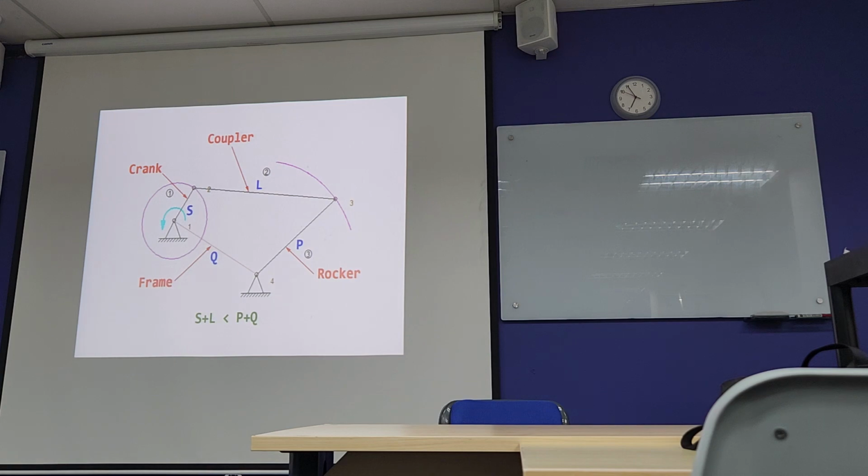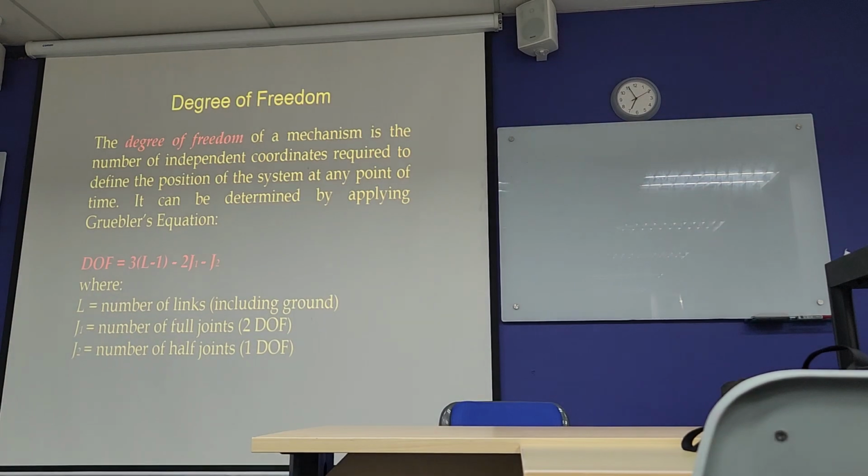So for any mechanism to work, the total length of the shortest link plus the longest link should be less than or equal to the total of the two remaining links. This condition is known as Grashof's condition. We will see it a bit later also.